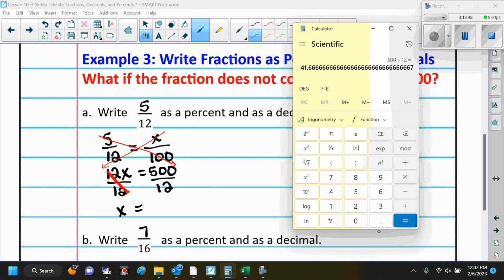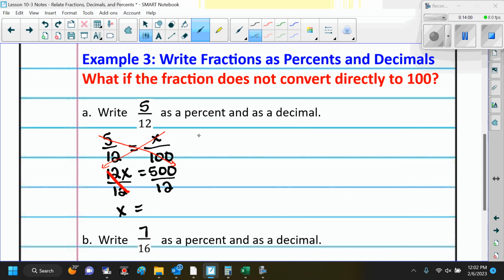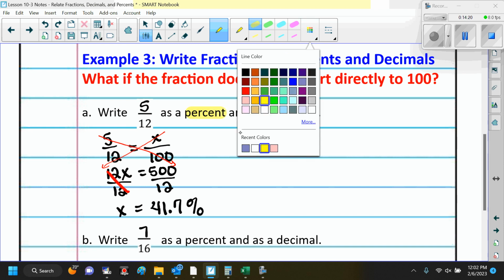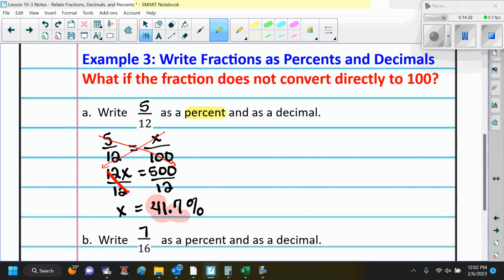So if I said round to the nearest 10th, what would that be? 41.7. Very good. So that would be 41.7. And because this is over 100, this is 41.7%. Is everybody clear with that? All right. Now, that's my percent. We change that to a percent, and that's my first answer, 41.7%.